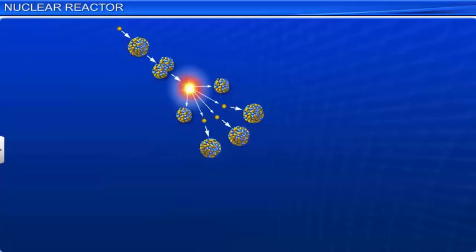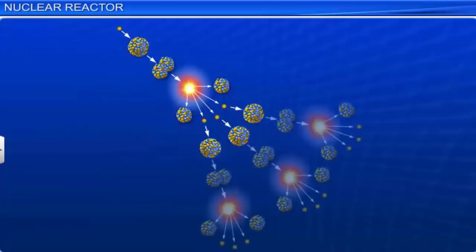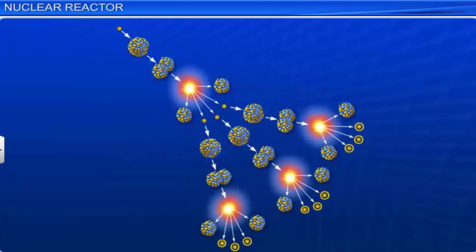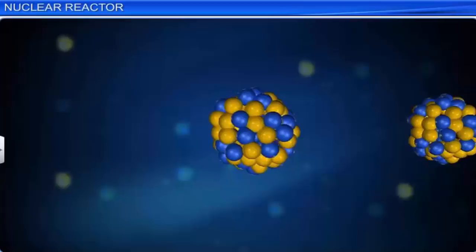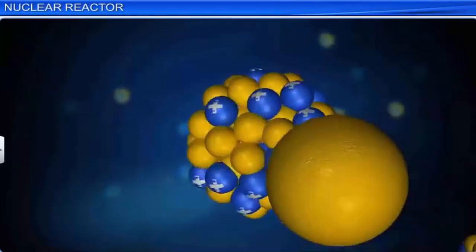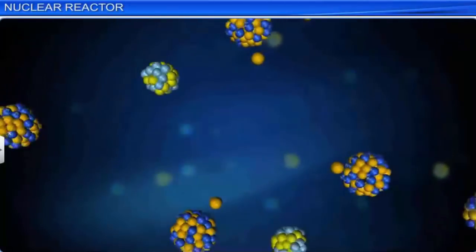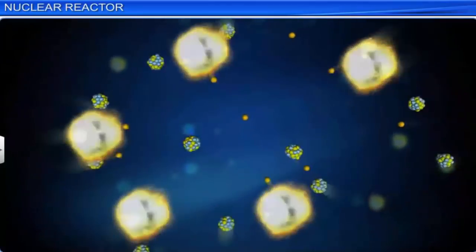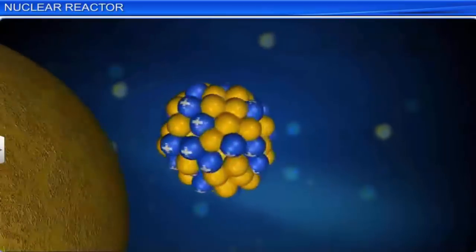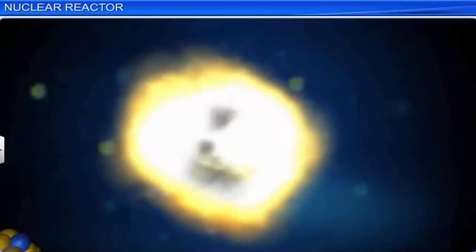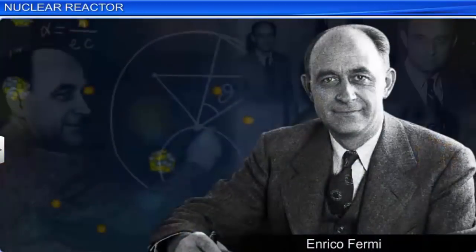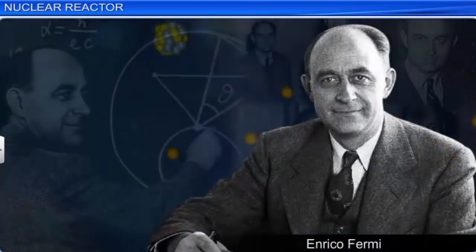Their fission results in the release of a total of 9 neutrons, which can cause further fission in 9 other uranium nuclei. In this manner, a chain of uranium fission reactions take place in a very short interval of time, thereby releasing an enormous amount of energy. This is called a chain reaction. It was first suggested by Enrico Fermi.